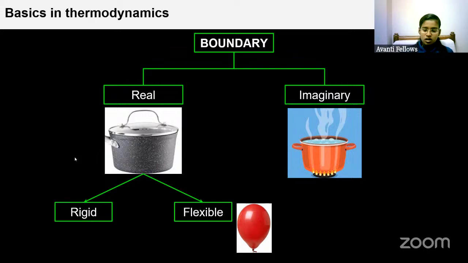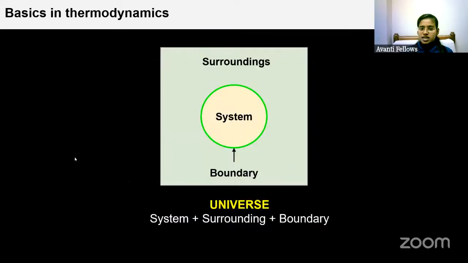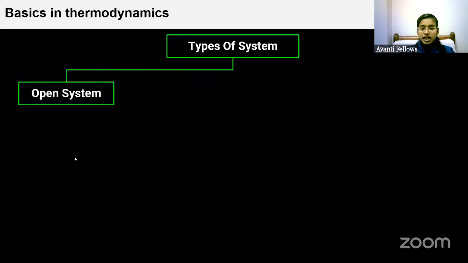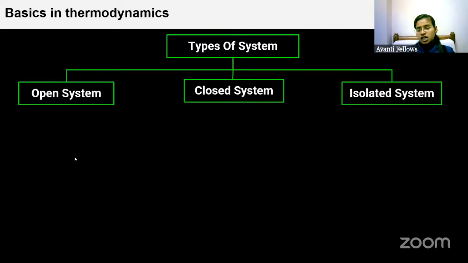Now, what is the universe? System plus surrounding plus boundary is called the universe. Now let's go deeper into the system. Coming to the types of system, there are 3 types. One is the open system, the other is the closed system, and the third is the isolated system.